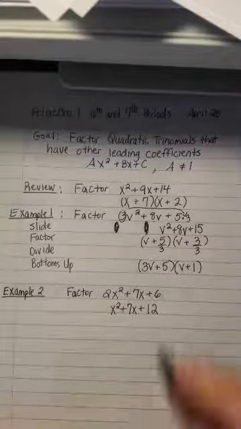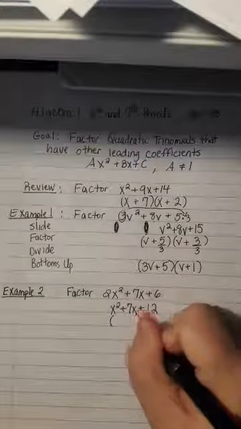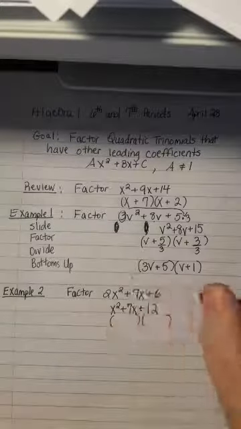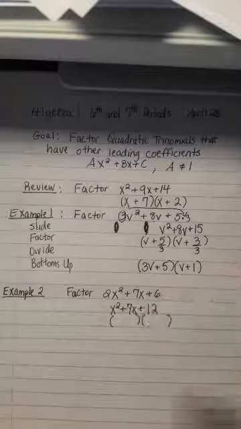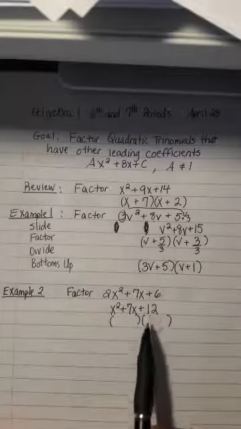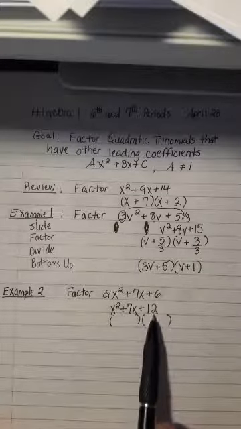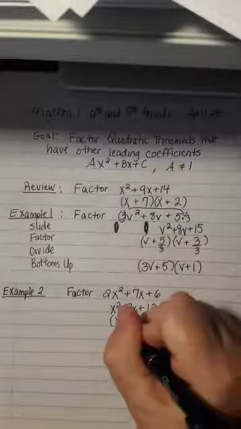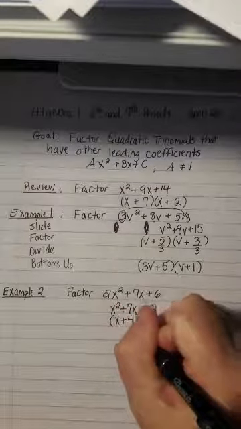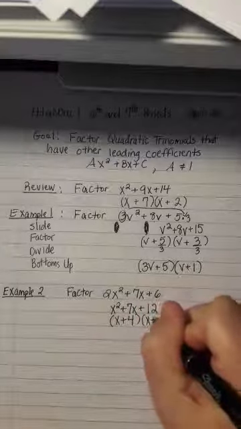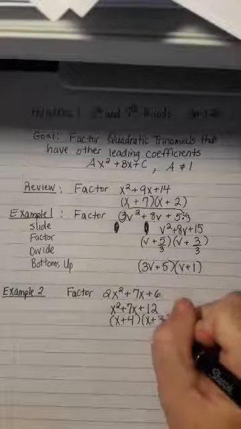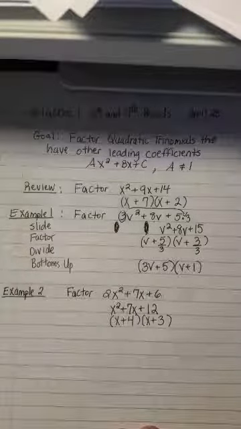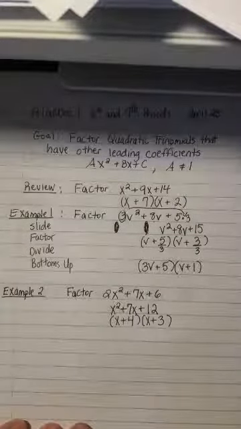Now we're going to factor this easy trinomial. So when you factor the easy trinomial, hopefully by now you can look at that and pretty quickly tell, hey, I've got to use 4 and 3, because 4 times 3 is 12, 4 plus 3 is 7. So that's going to be x plus 4 times x plus 3.